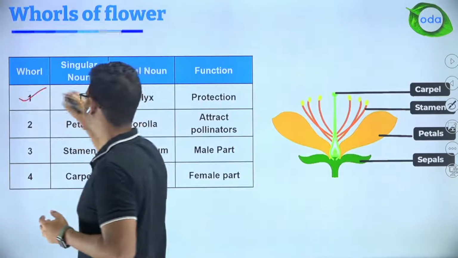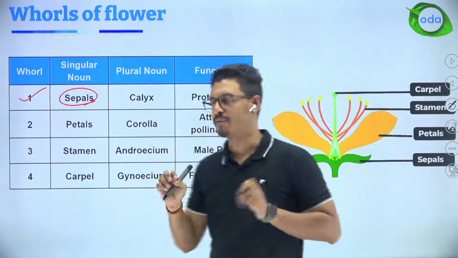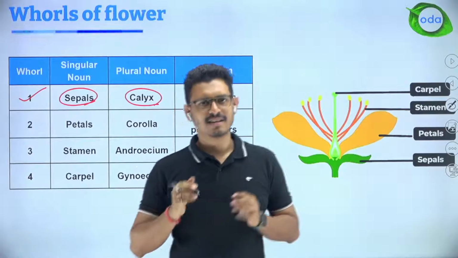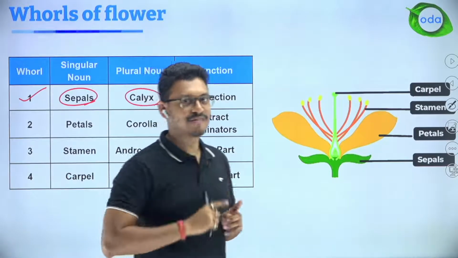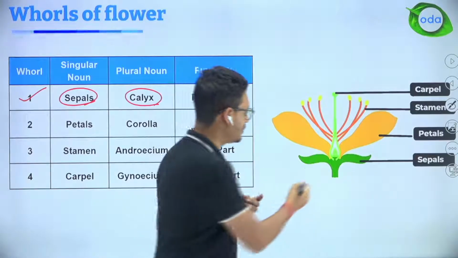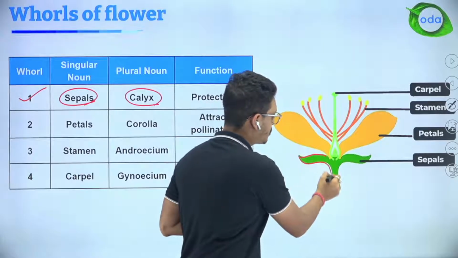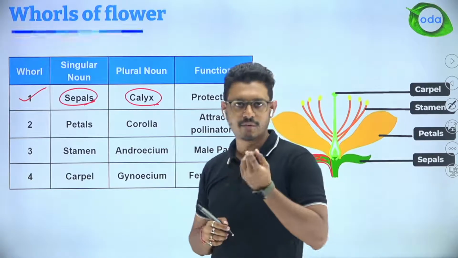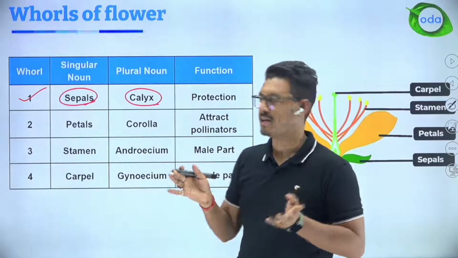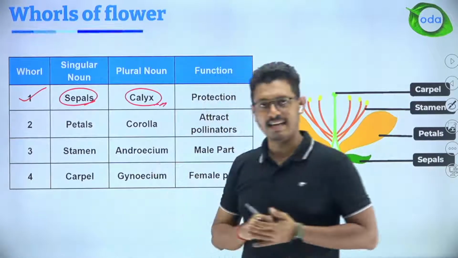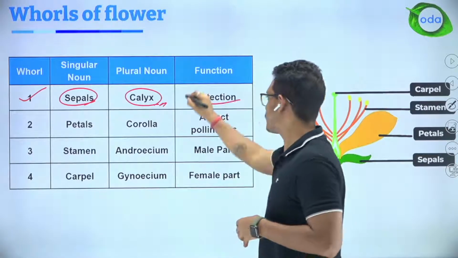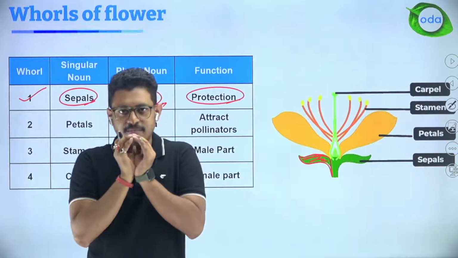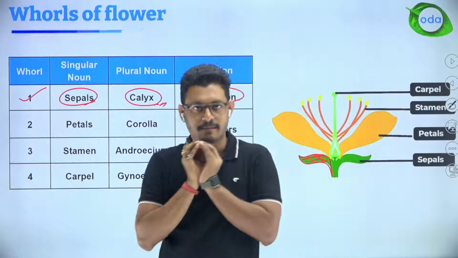The first whorl is called the sepals. Sepal is a singular noun, whereas calyx is the plural term for it. Now, each flower usually will contain 4 to 5 sepals. That depends on the type of flower. This green portion that you're seeing right now is part of the sepal. You will usually not have only one sepal, you will have at least 2 or 3. That's why in plural we call it calyx. The job of a calyx is to provide protection, because before the flower blooms, it's a bud and it needs that green portion to cover it and protect it while it's developing.